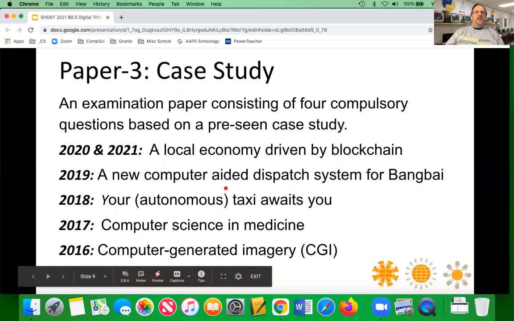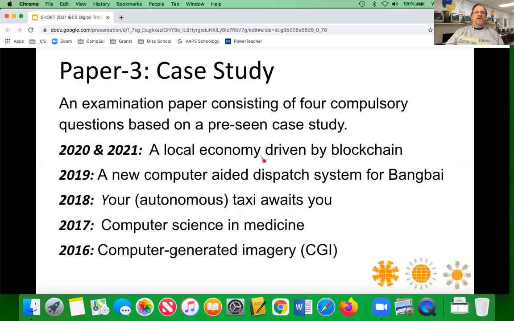Paper 3 is another difference between AP and IB computer science, in that it's a third paper that is essay-based, and you are given a case study, which is a scenario, to study for a year. And then at the end of that, you are asked to answer several questions on that case study from a variety of perspectives within IB, within computer science.